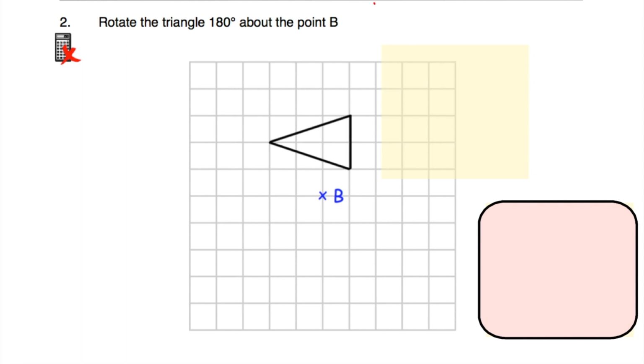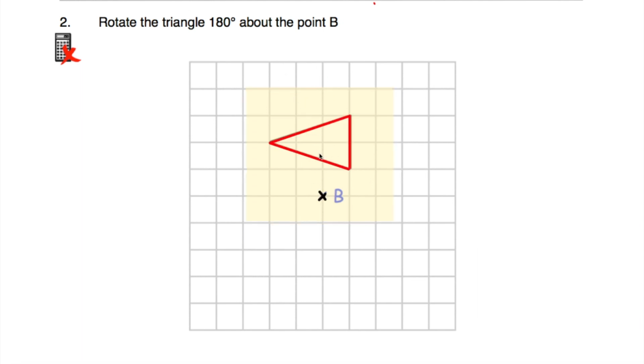So again, we're going to get our tracing paper and put it over the triangle and the center of rotation. So something like that. We're going to draw a cross over the center of rotation, and draw over the triangle. And whenever we do that, it would look something like this. Okay, so now we're going to rotate this triangle 180 degrees about this point. So again, I would get my pencil, put it gently on top of the center of rotation, and lightly spin the tracing paper around, so it would look something like this.